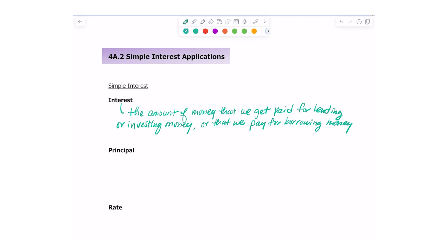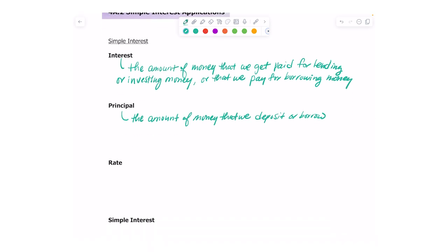Okay, the principal is the amount of money that we deposit or borrow. Anytime we're dealing with a rate, it's usually given as a percentage, but we'll want to convert it to a decimal. And it varies from bank to bank.